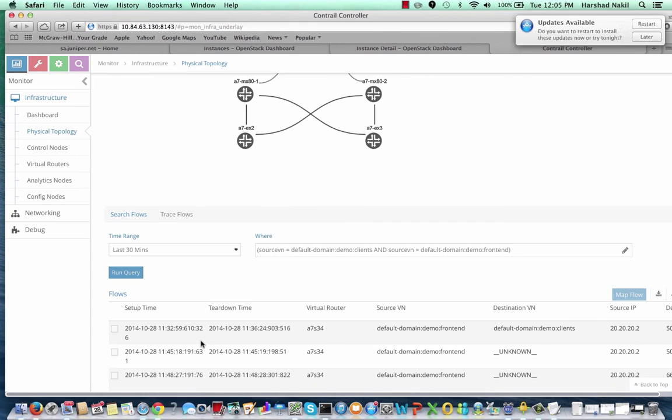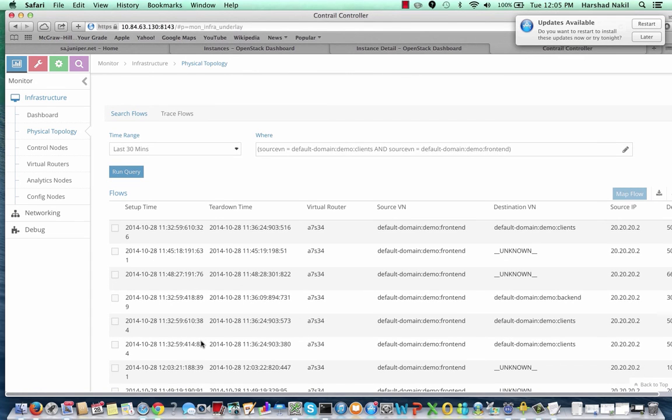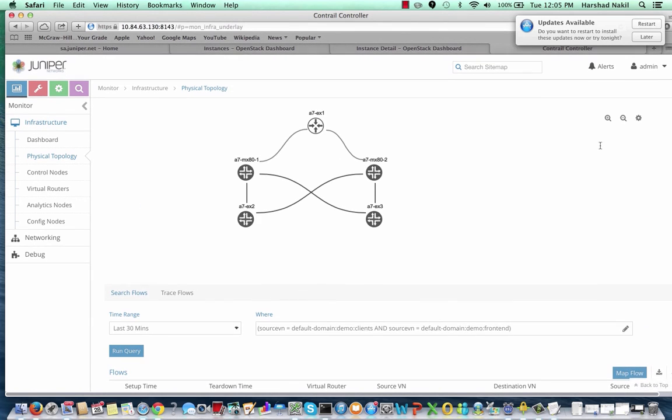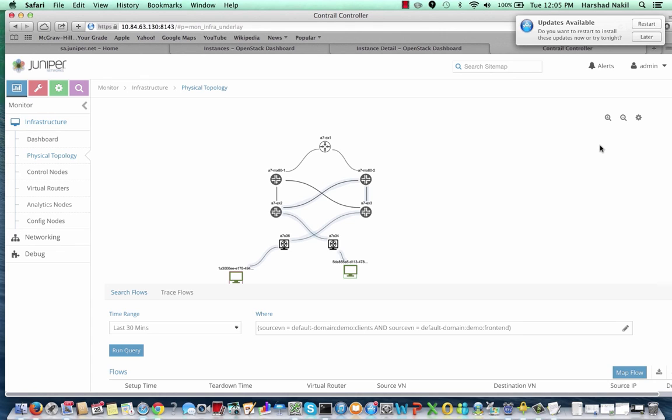Now these are the flows that were seen. We can also go into any of these flows and see what path they actually took. So this is the path that this flow took. You can see that this information is now available on a historical basis as well.